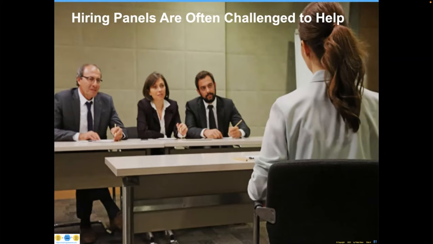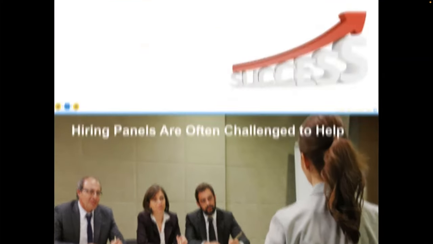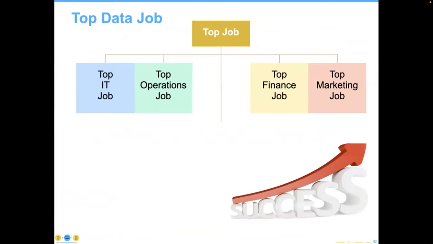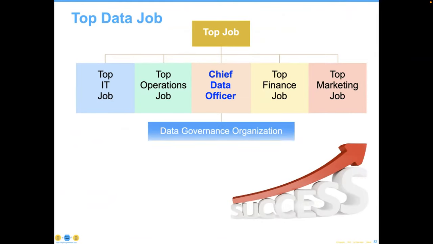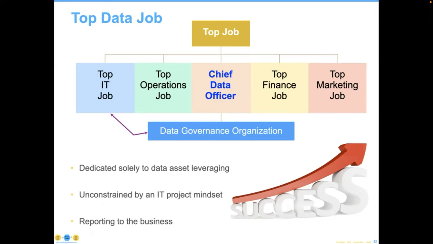Talk to some specific headhunters who specialize in it, but do not assume that people in your organization have the ability to go in and select a good data leader, unless they've had some specified training. So we need a top job in this area. I like to call it the top data job: enterprise data executive, chief data officer, whatever we're going to call it. They're going to run a data governance organization and other things, and they should be dedicated solely to data asset leveraging, unconstrained by an IT project mindset, and reporting directly to the business.